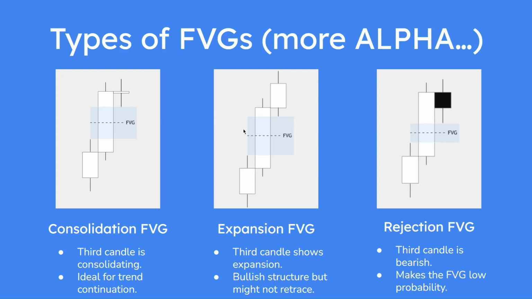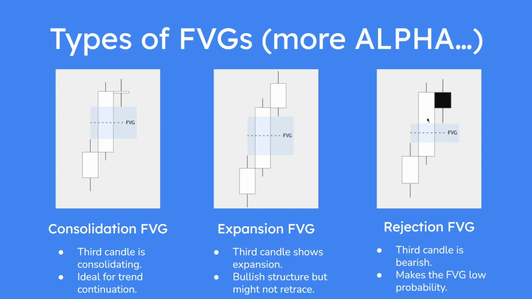The second one is an expansion fair value gap, where the third candle is also a good strong bullish expansion. The third candle is proper expansion while creating a fair value gap, which indicates a good strong continuation of trend, but there's a possibility that price might not retrace to this fair value gap. And if it does, there's a huge possibility that price might not retrace immediately in the following two or three candles. It might take some consolidation here before price finally retraces to the fair value gap.